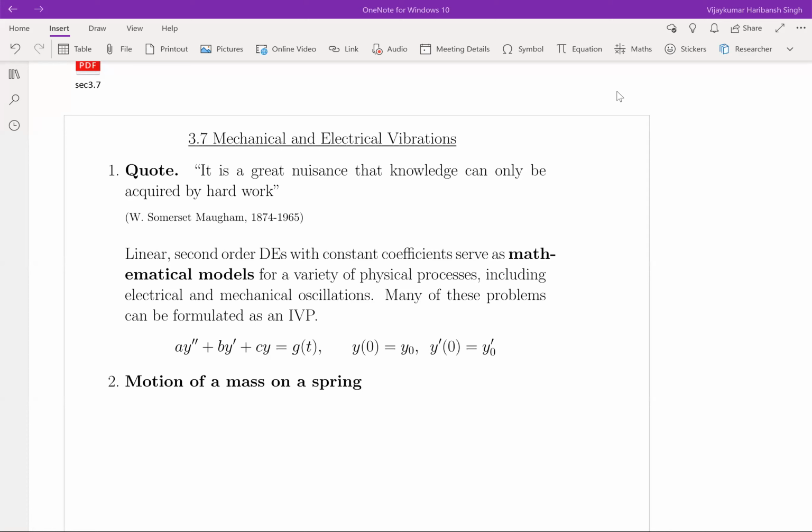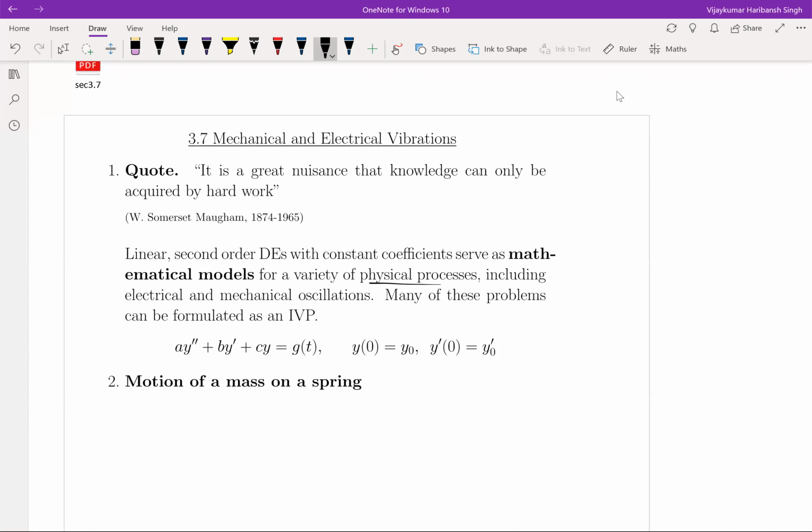Linear second order differential equations with constant coefficients serve as a mathematical model for a lot of physical processes, including the electrical and mechanical oscillations. And many of these can be formulated as an initial value problem, a y double prime plus b y prime plus c y equals g of t, where y of 0 is y naught and y prime of 0 is y0 prime. So this is a second order linear differential equation with initial conditions given.